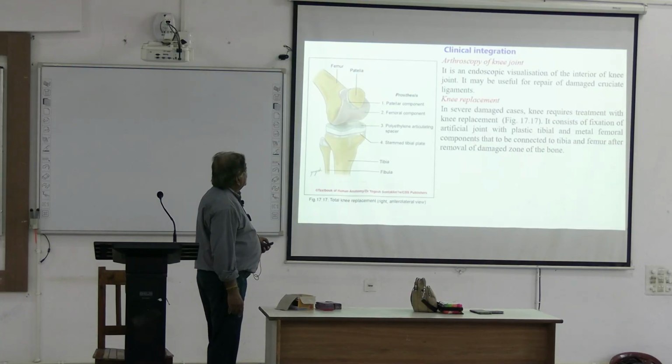Arthroscopy of the knee joint: endoscopic visualization of the knee joint. It may be useful for repair of damaged cruciate ligament. Knee replacement: in severely damaged cases, the knee requires treatment with knee replacement. It consists of fixation of an artificial joint with plastic tibial and metal femoral components that are connected to the tibia and femur after removal of the damaged zone of bone.